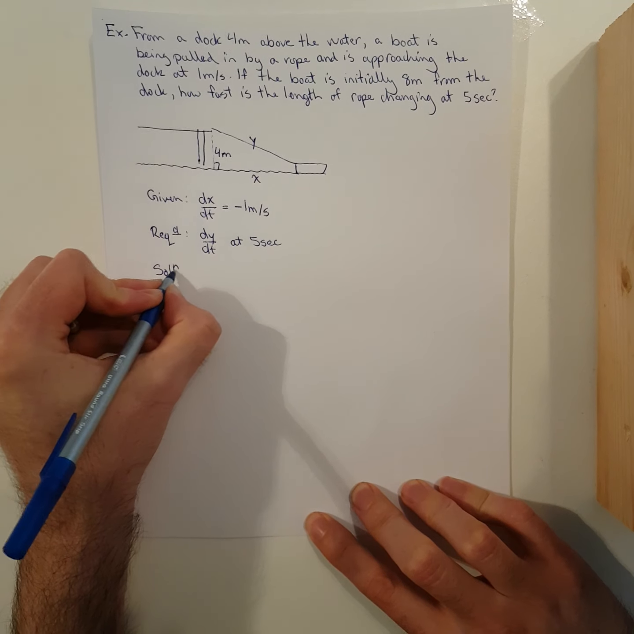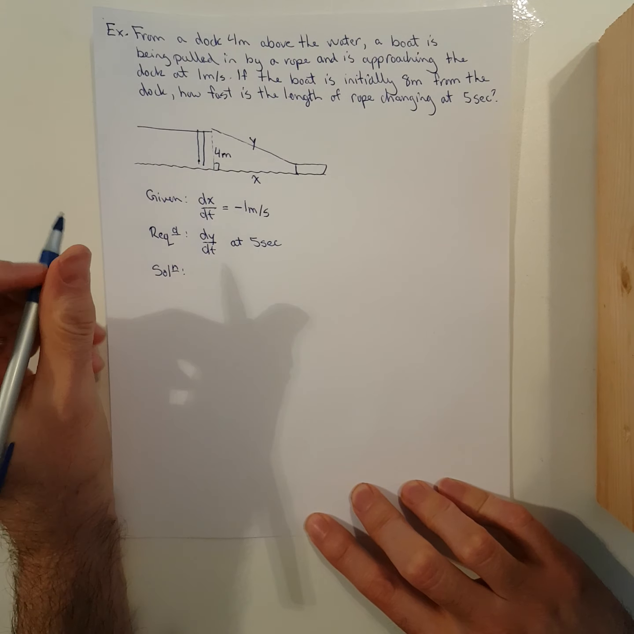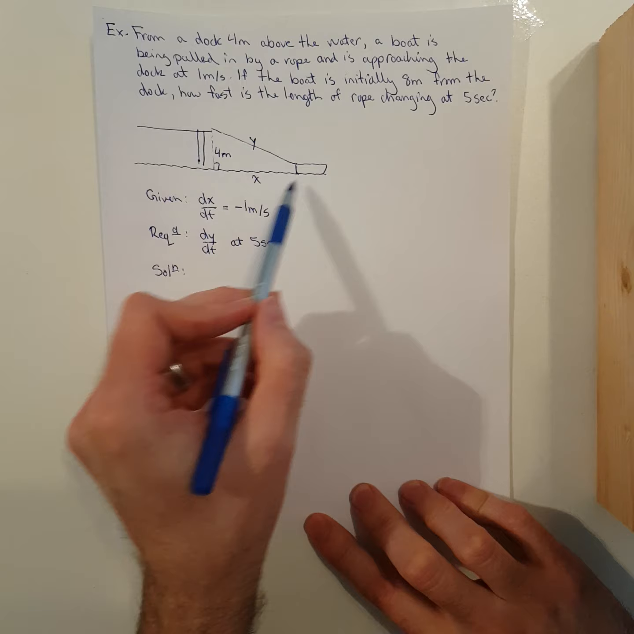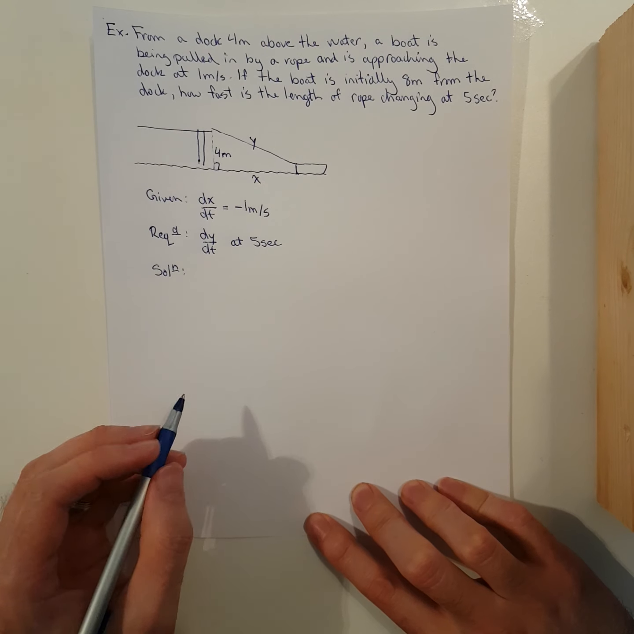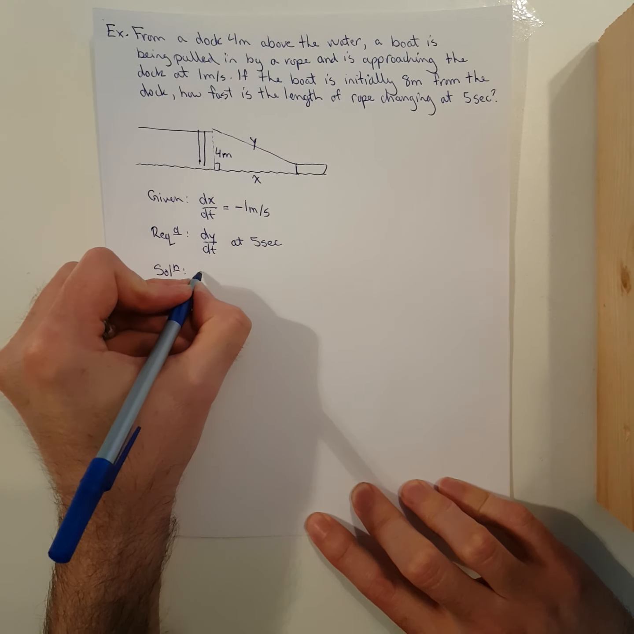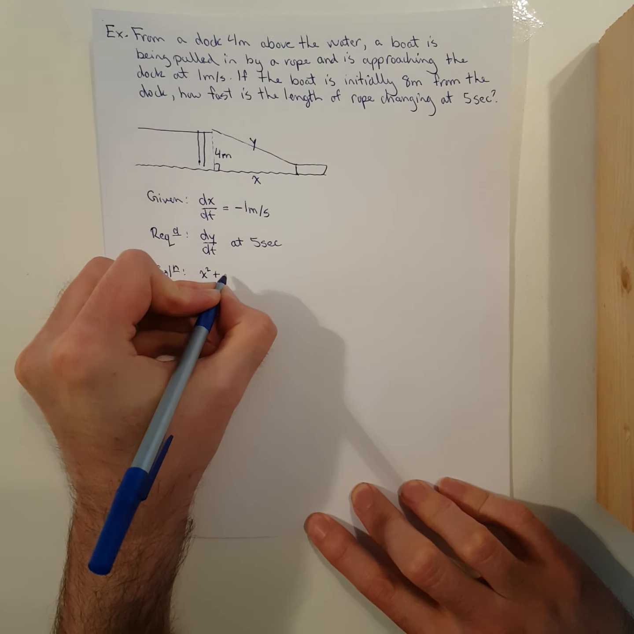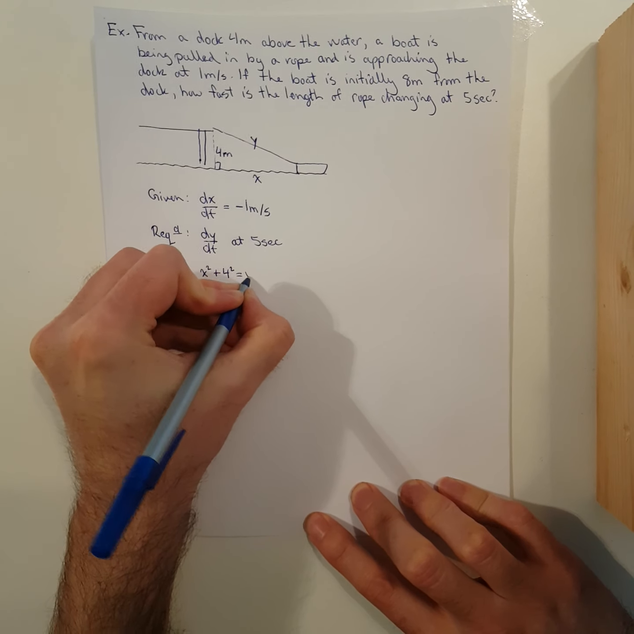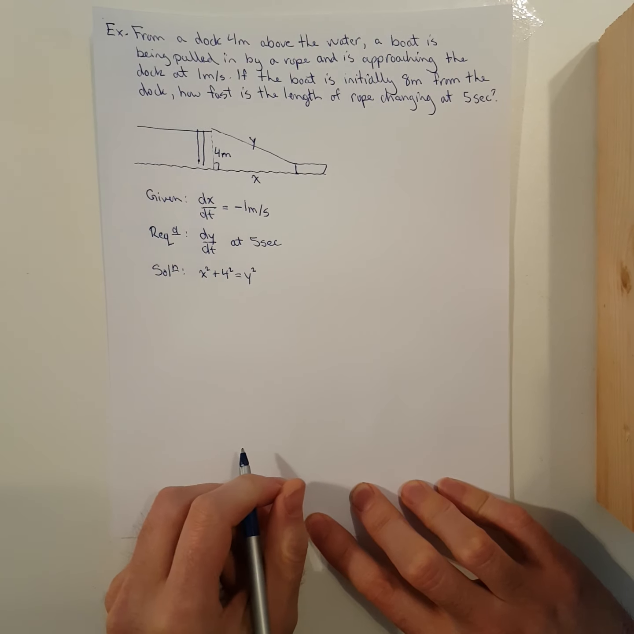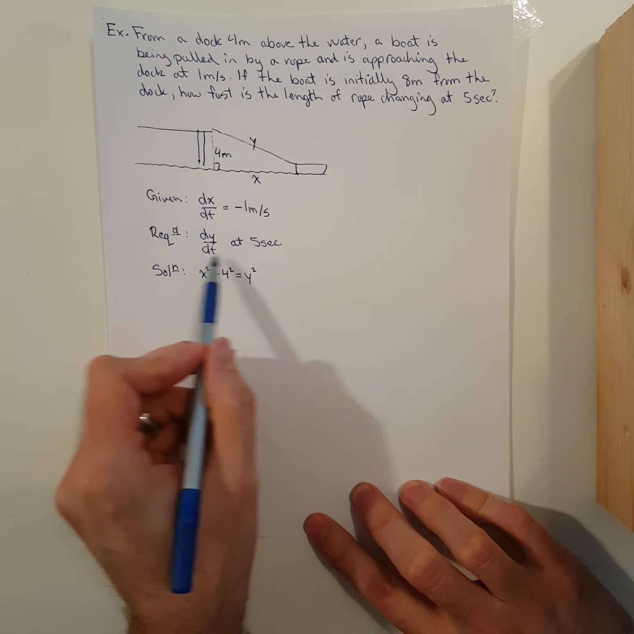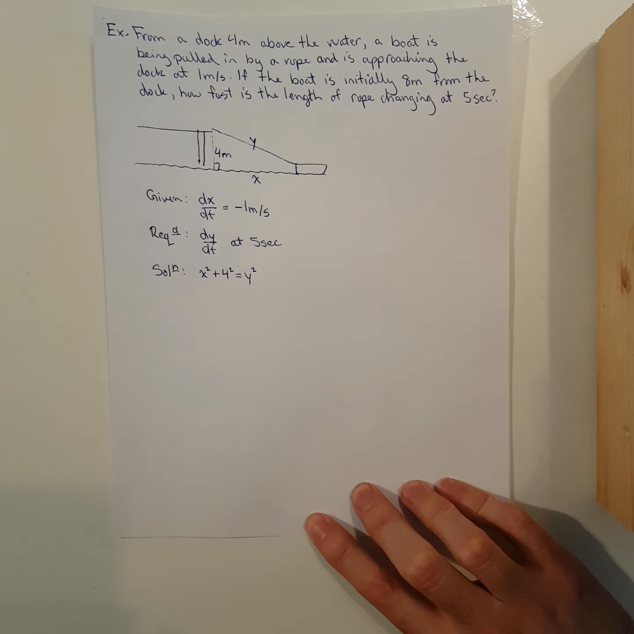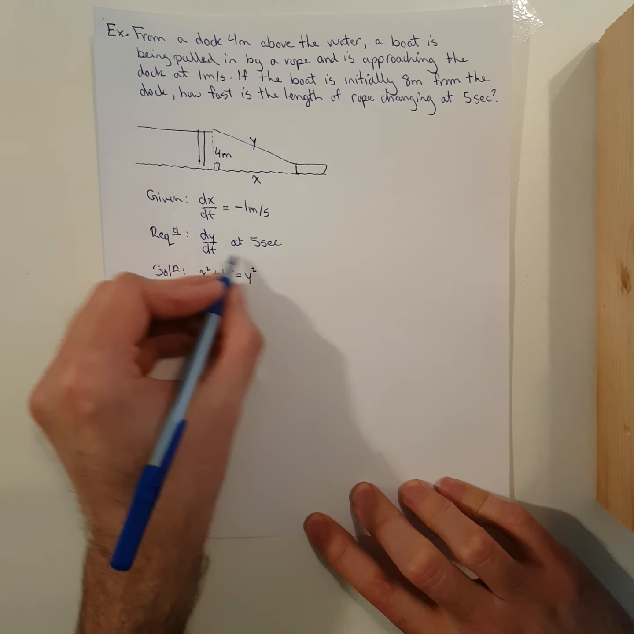Our solution then, similar to our last one, starts out in the same way. We have a right triangle, so we can use Pythagorean theorem here. So in this one, we have that x squared plus 4 squared is equal to y squared. We're going to differentiate with respect to time. In your solution, you can either write explicitly that line out so that people can see you're doing that, or we can go ahead and just start to do the differentiation with respect to time.